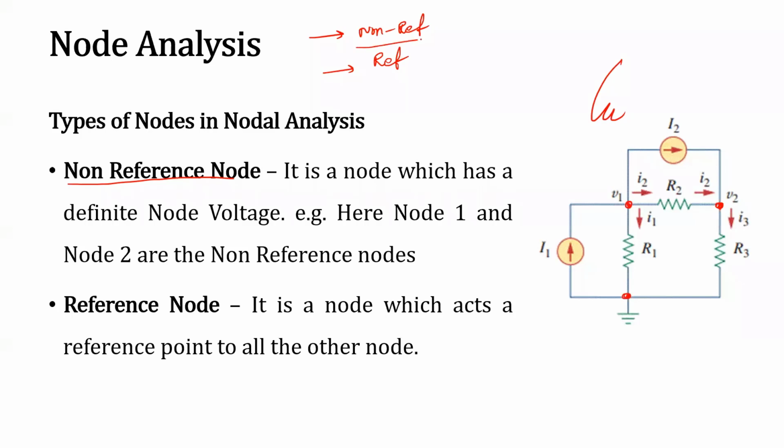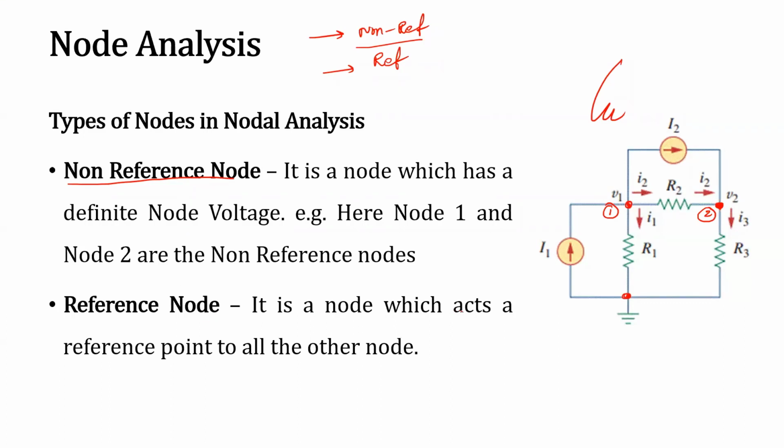The meaning of a non-reference node is it is a node which has a definite node voltage. For example, node 1 and node 2 are the non-reference nodes here. These two are considered non-reference nodes because they have a definite voltage. Then the meaning of a reference node.